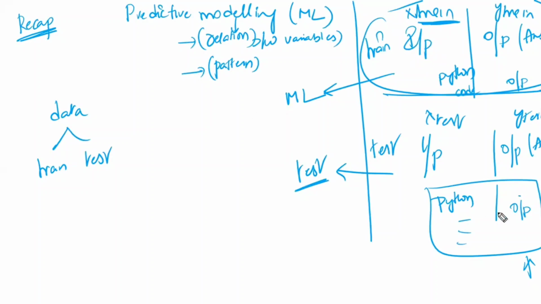But here the thing you have to understand is a few things. One, what is meant by ML algorithm? Two, what is meant by data? What is meant by different machine learning algorithms? What is meant by algorithm? What is meant by data? And what is meant by machine learning algorithms?